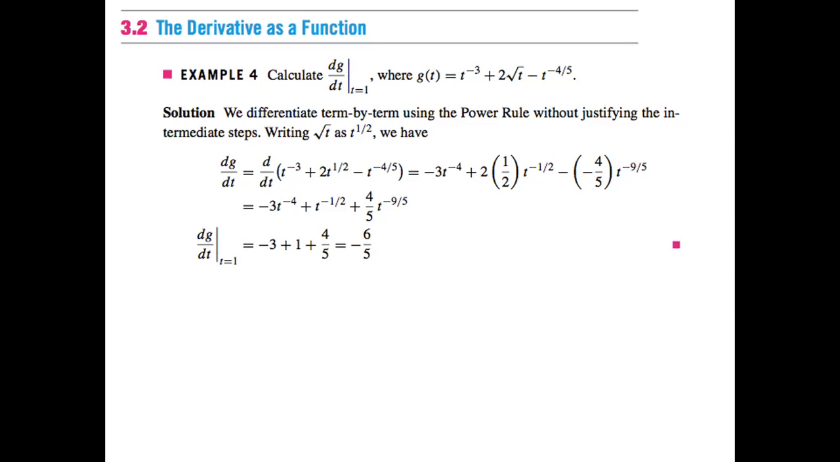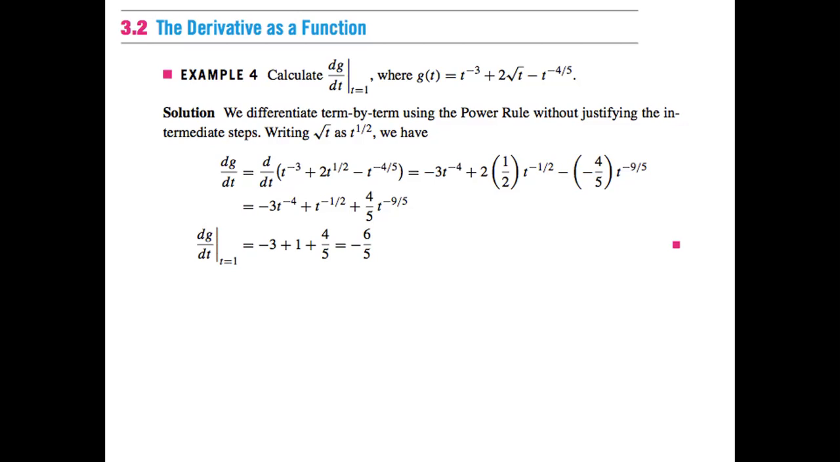Yeah, you look through that. So the derivative of t to the minus 3 is minus 3t to the minus 4 using the power rule. The derivative of t to the 1/2 using the power rule, you bring down that 1/2. And then 1/2 minus 1 is minus 1/2. So you get 2 times 1/2 times t to the minus 1/2. Finally, you're subtracting the derivative of t to the minus 4/5. So the coefficient becomes minus 4/5. So t to the n is n times t to the n minus 1.